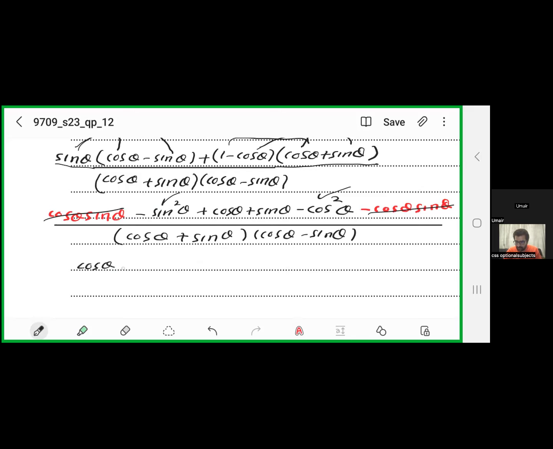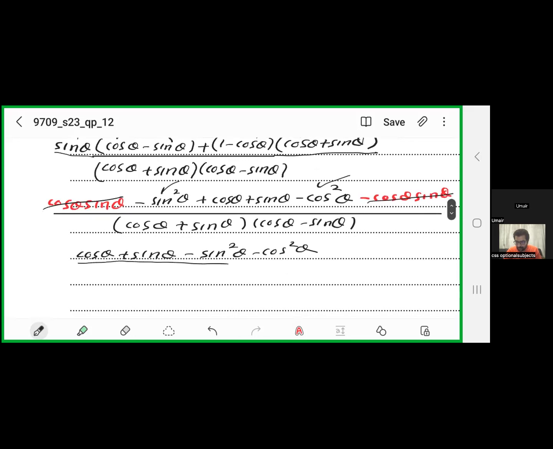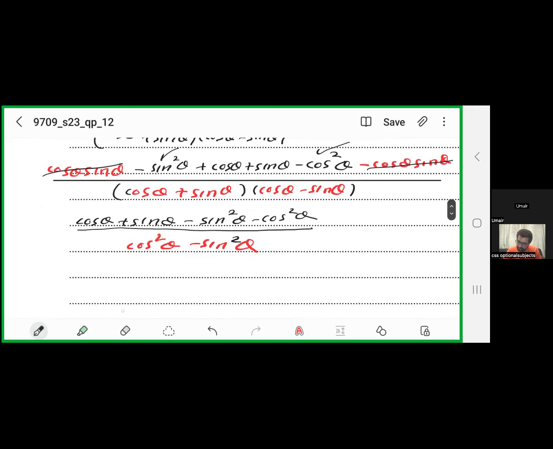Cos theta plus sin theta minus sin square theta minus cos square theta over cos square theta minus sin square theta. I have used the identity a plus b into a minus b, a square minus b square, in the denominator. Okay, now this thing, I'm talking about this thing. When I take out minus from both of them, sin square theta plus cos square theta will become equal to 1. Cos theta plus sin theta.